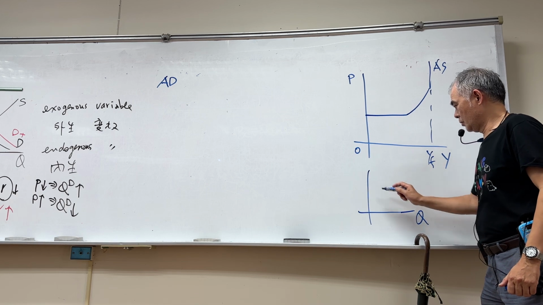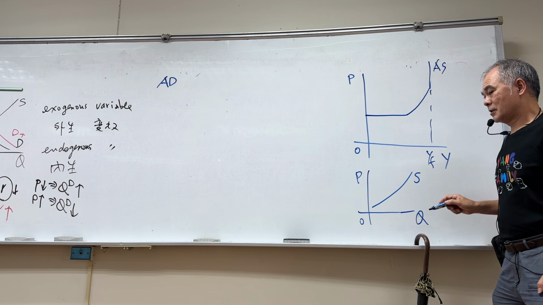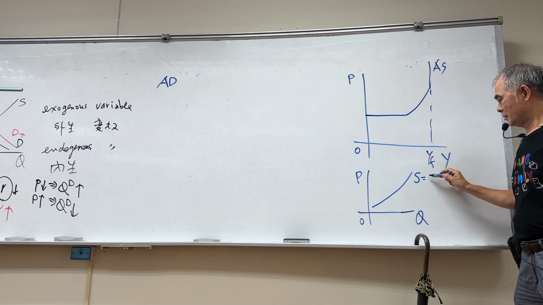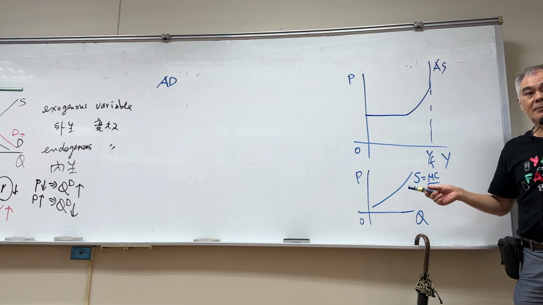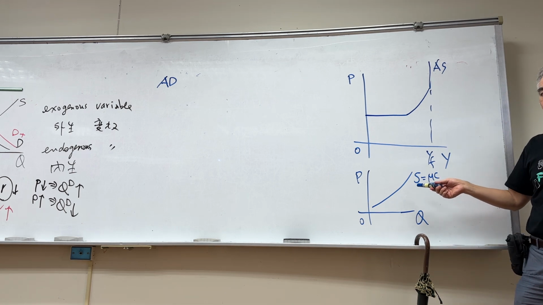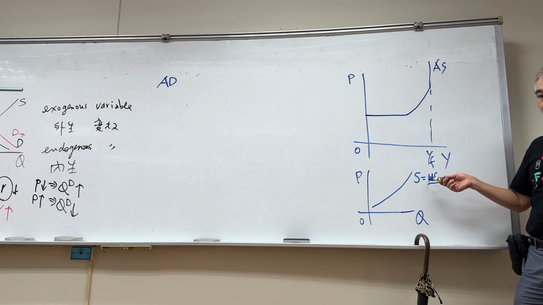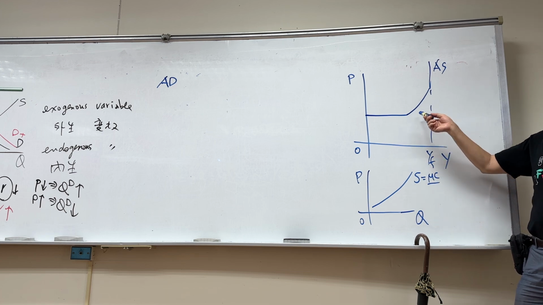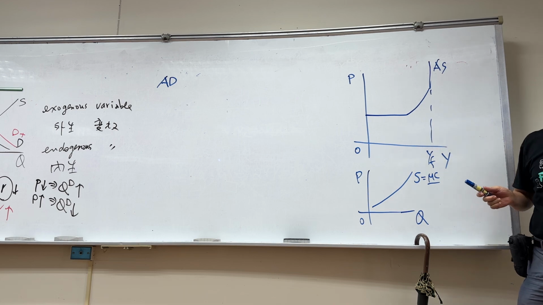So we have Q, we have P here. So what is the supply curve? The supply curve actually is the marginal cost of production. We discussed in microeconomics, and we showed that the supply curve actually is the marginal cost curve. But here, we talk about the whole economy, which is a little bit different, okay?